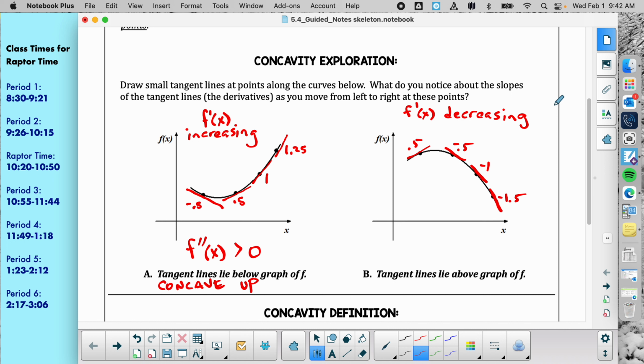Sometimes using the correct terminology almost makes it harder to understand, and it's just kind of the way it works sometimes. So if the slopes are getting smaller, that would mean the second derivative, which talks about how fast the first derivative changes, would be negative. This would be concave down. Are we feeling okay about this to start with?